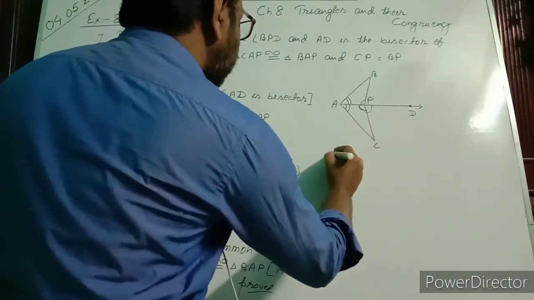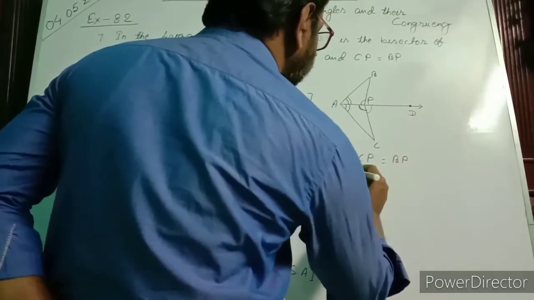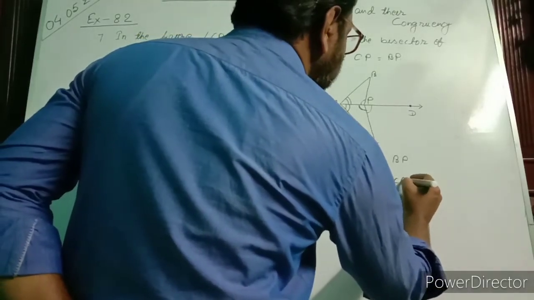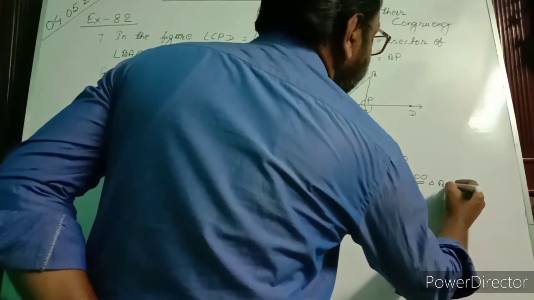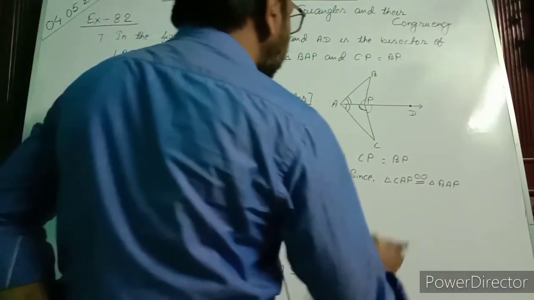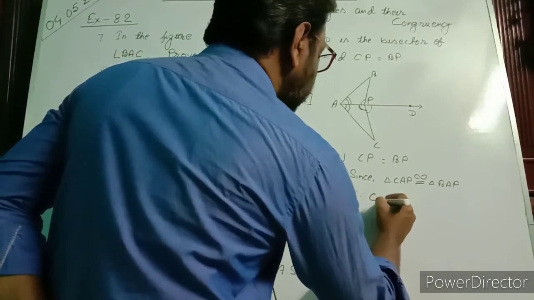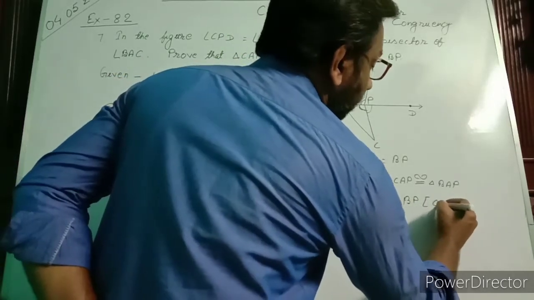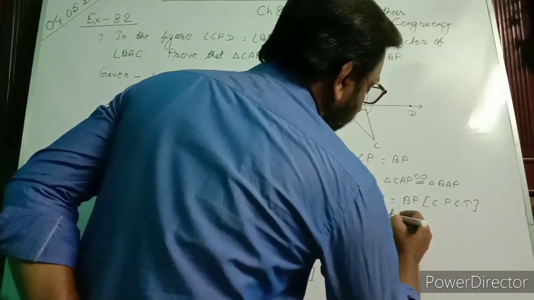Now, question number B was CP equals BP. For that we write, since triangle CAP is congruent to triangle BAP, therefore CP equals BP from CPCT, corresponding parts of congruent triangles. That is proved.